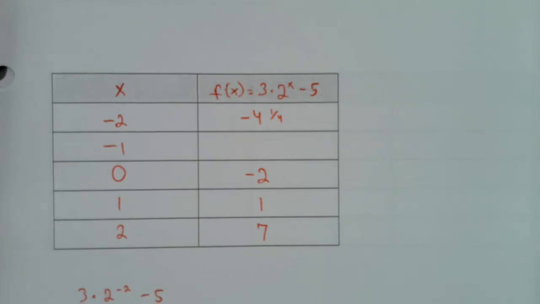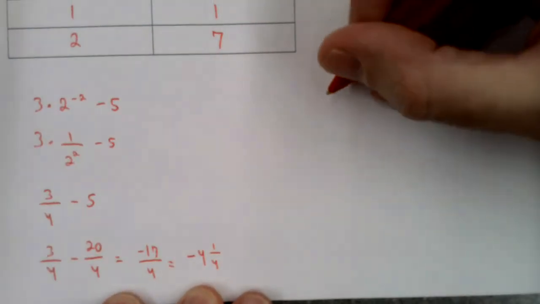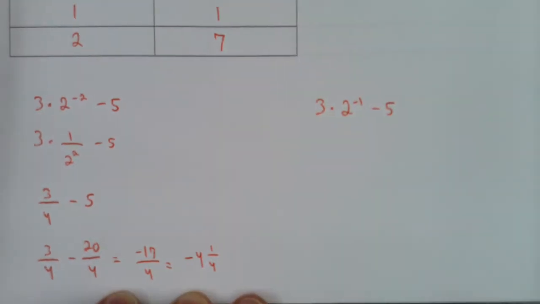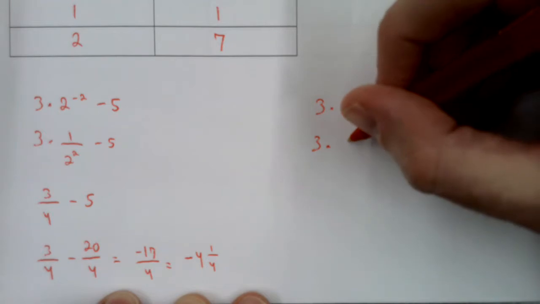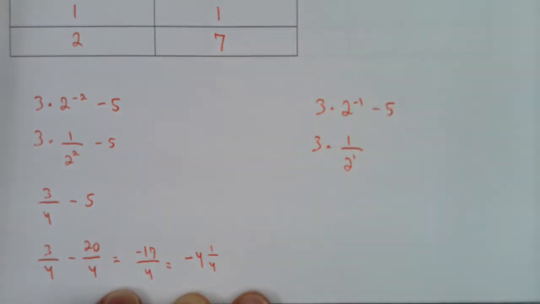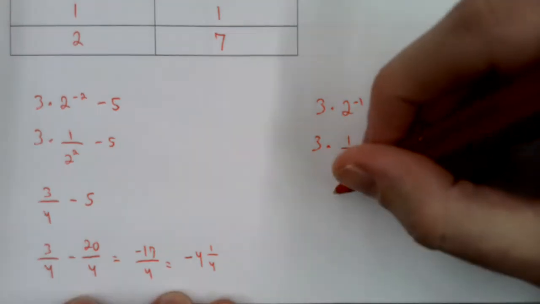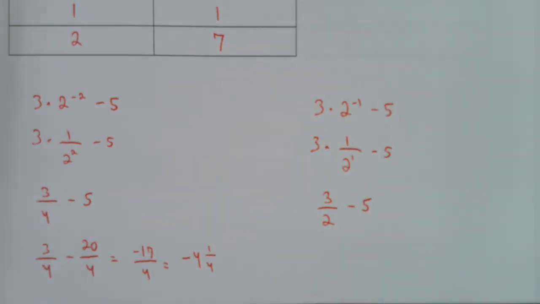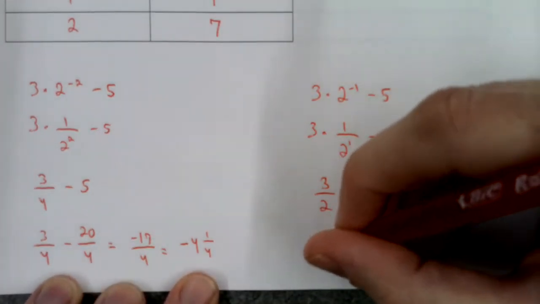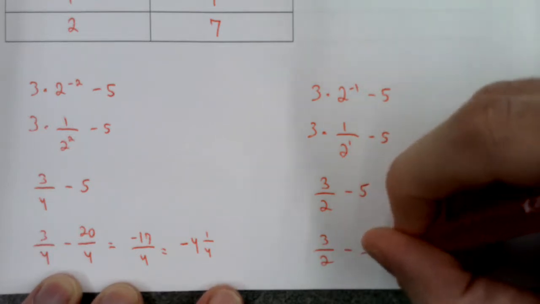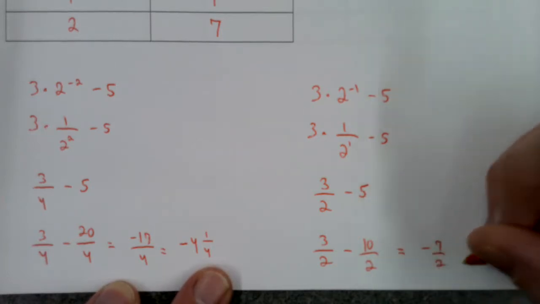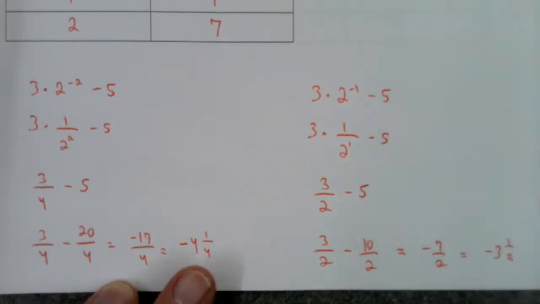And let's do the same thing with negative 1. 3 times 2 to the negative 1 power minus 5. Think of that as 3 times 1 over 2 to the positive 1 power. So 3 over 2 minus 5. Get a common denominator of 2 to subtract those numbers. 3 over 2 minus 10 over 2 equals negative 7 over 2, which is negative 3 1/2.